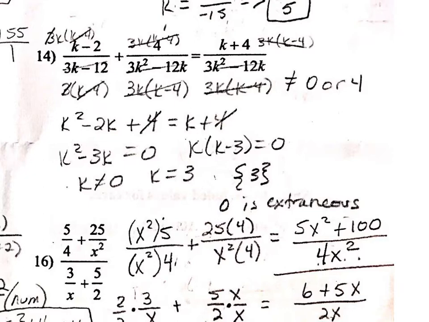So I went ahead and multiplied all of my terms by this 3k times k minus 4. And then I just eliminated everything they had in common. This one, of course, we need this k.